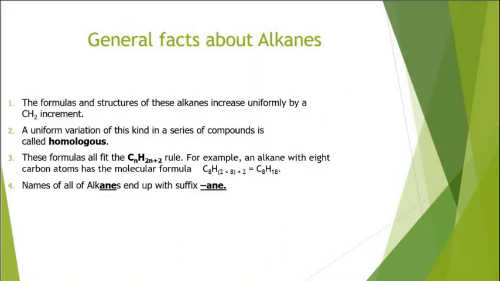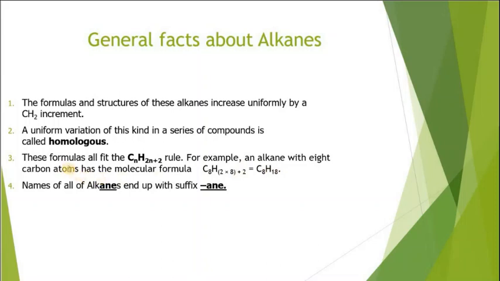There are some important general facts about alkanes that you should know. You have studied about it in the previous lecture as well, but let me remind you once again. The formulas and structures of these alkanes increase uniformly by just a small unit, which is CH2. This uniform variation is usually called a homologous series. You are familiar with the various homologous series as well. All of these alkanes fit the formula CnH2n+2. They follow this rule.